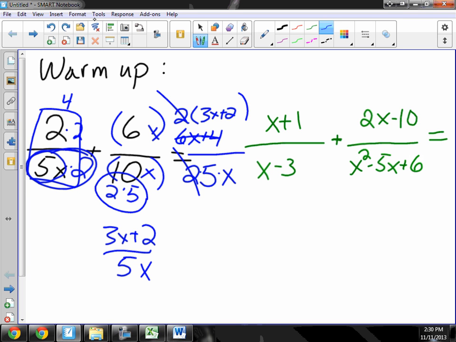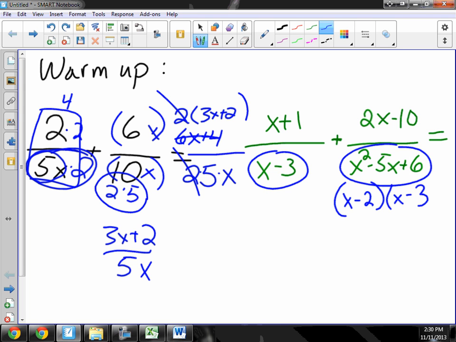So, does the first denominator factor? No. Does the second one factor? Yes, x minus 2 times x minus 3. So what is my common denominator? It's this, x minus 2 times x minus 3, because that's big enough to cover both sides. So what is this fraction missing? An x minus 2. There's an x in there.